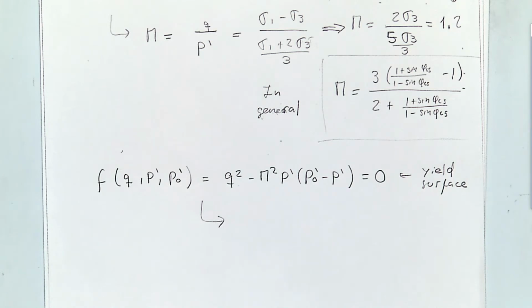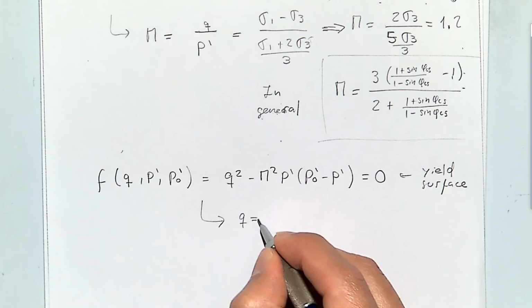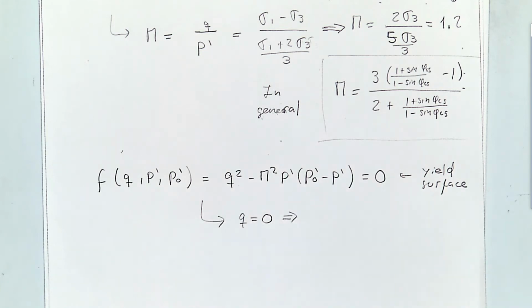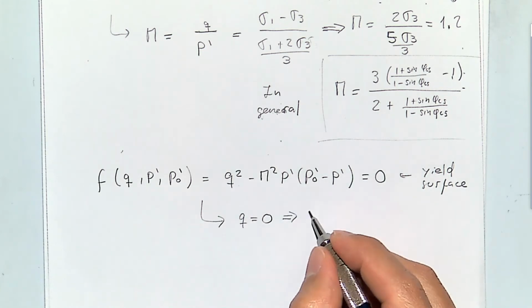For example, when q is equal to 0, what is going to be the value of p prime?